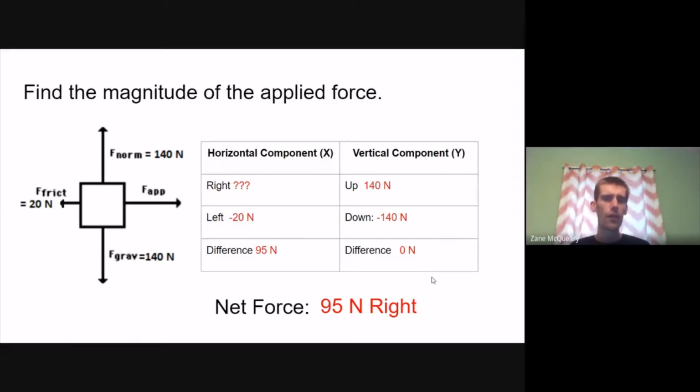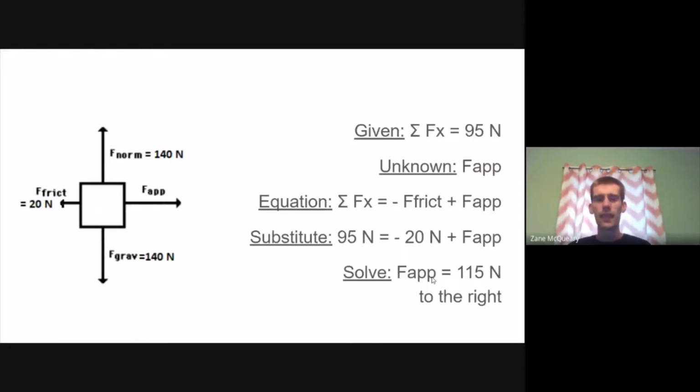So in the horizontal component, we have to figure out, okay, what is that missing right force? Well, remember when we did the guess method? That comes back again. Our given is that the net force in the x direction, or the horizontal component, is 95 newtons. The unknown is the applied force to the right. So our equation would go as follows. That net force is equal to the applied force minus the friction force.